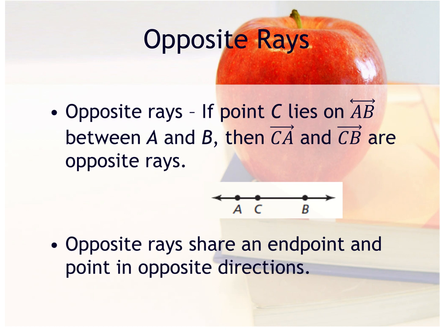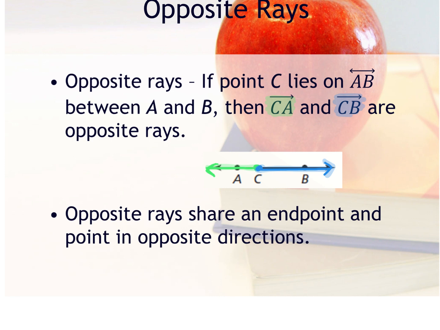So I'm going to draw it. So CA, yes, it's drawn for us right here. I'm starting at C and I'm going through point A. And here is ray CB. I'm starting at point C and I'm going through B, starting at C, going straight through B. Opposite rays share an endpoint. So when you're looking at it, they're both sharing endpoint C.